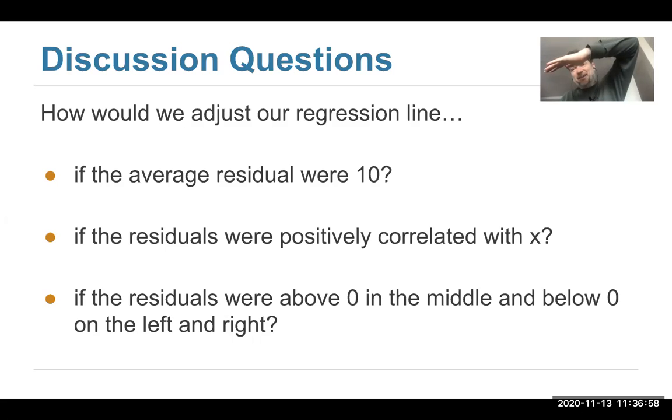Move it up by exactly 10, and you'll get a better fit line. So if you had a fit line and the average of the residual was plus 10, then you should move it up by 10 and you'll get a new fit line where the average of the residuals is now 0.